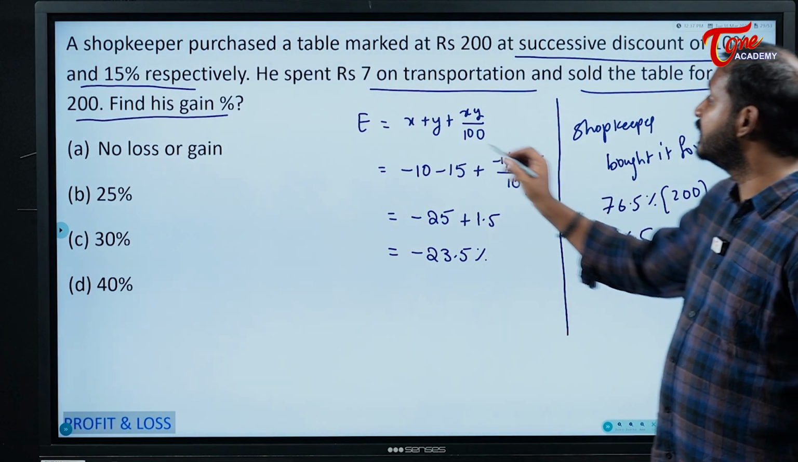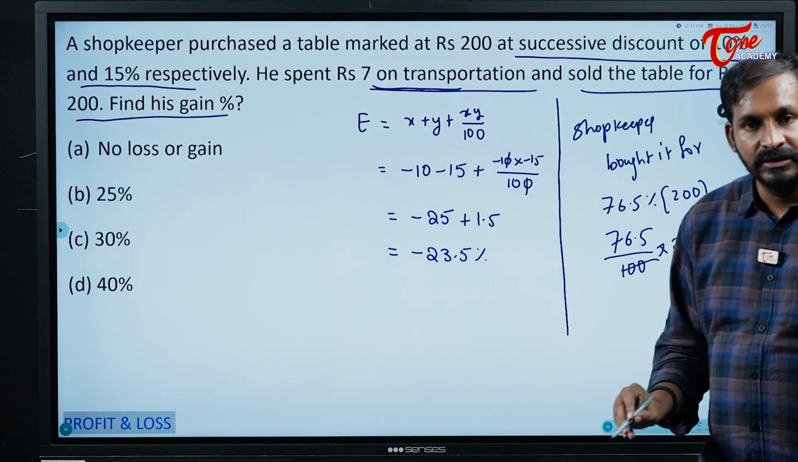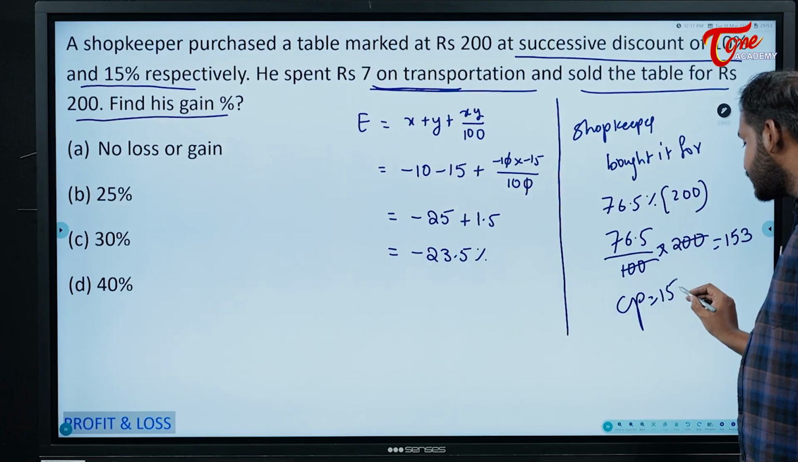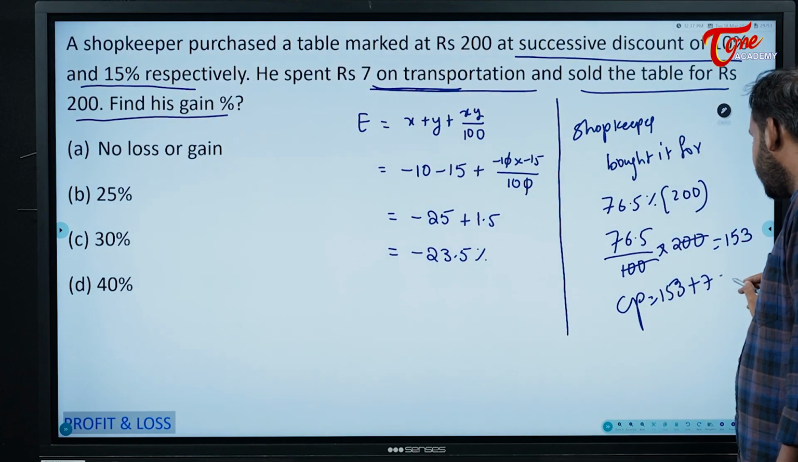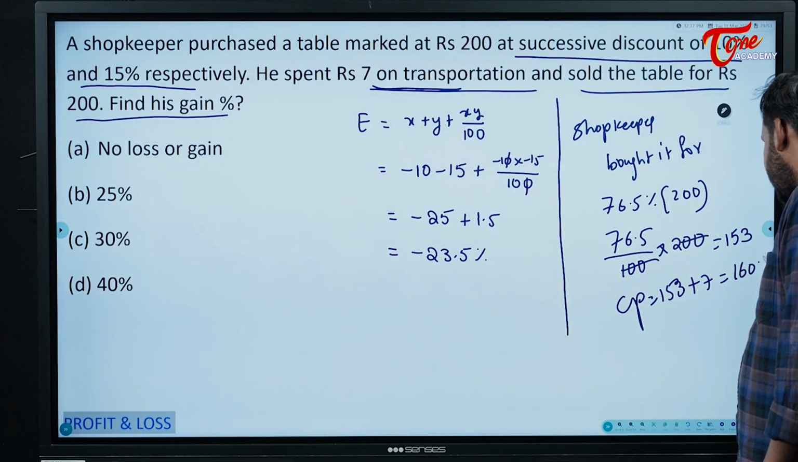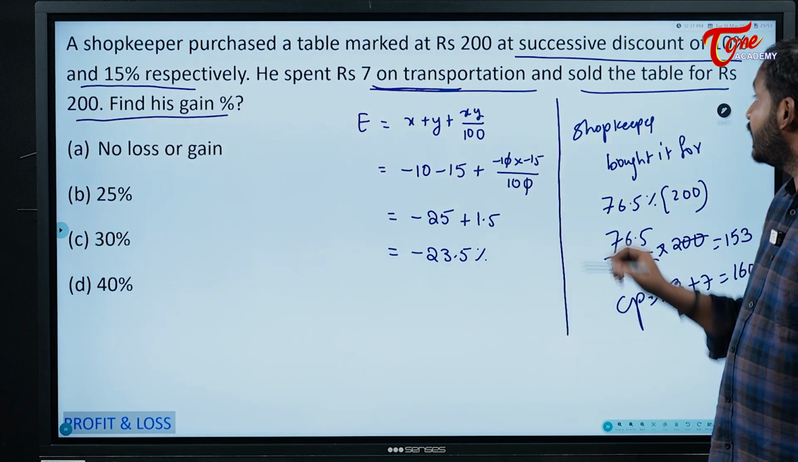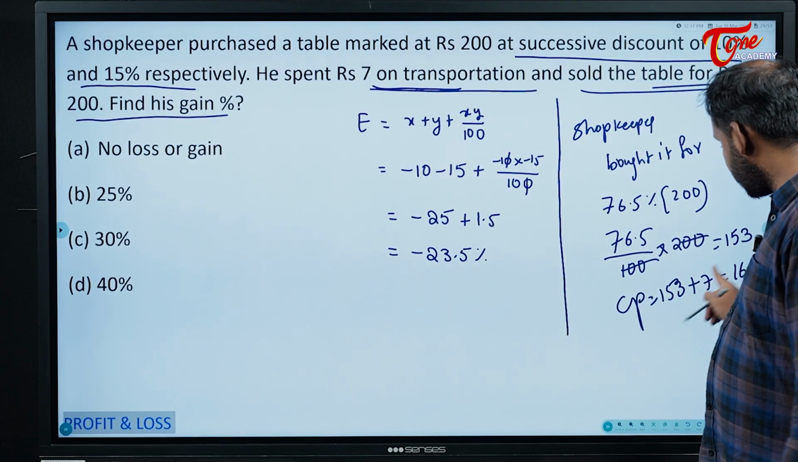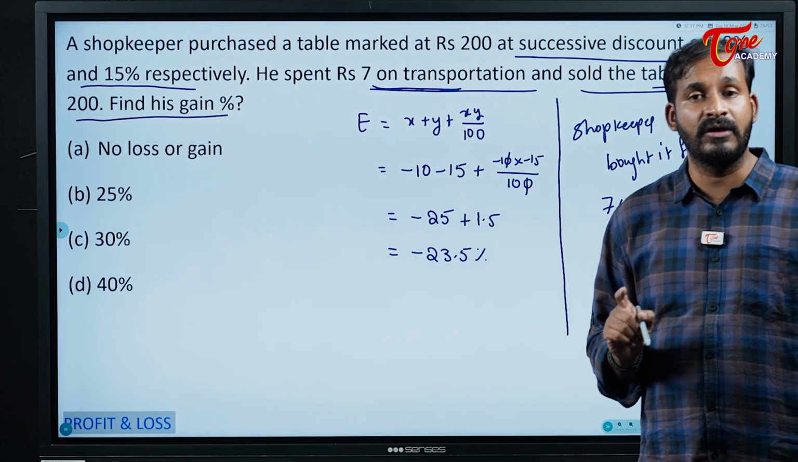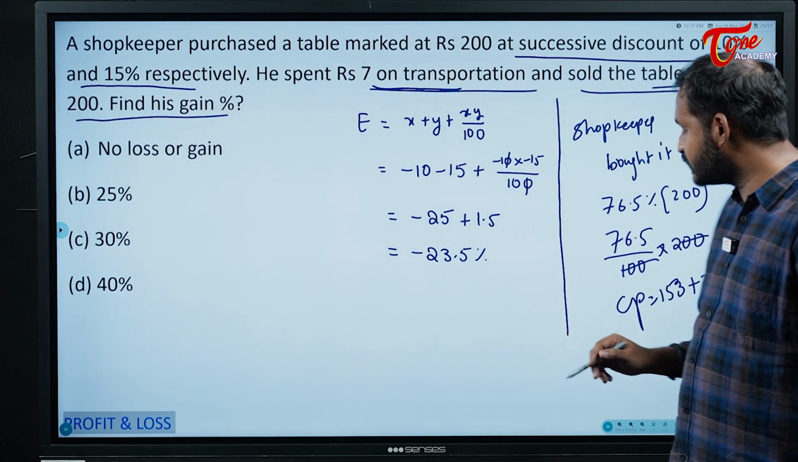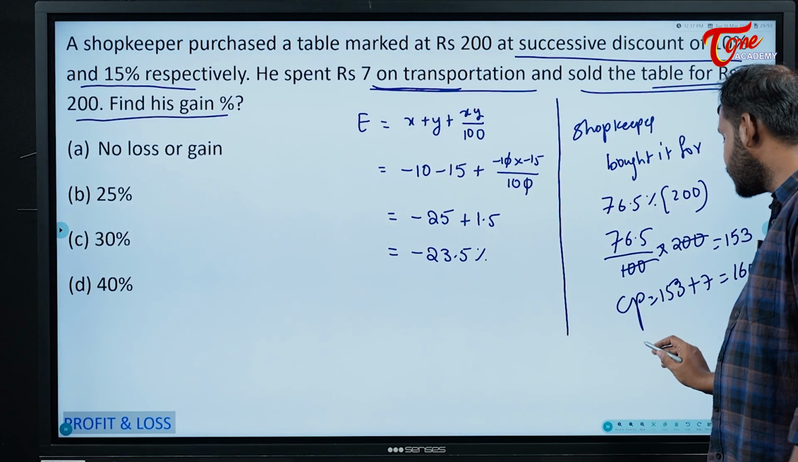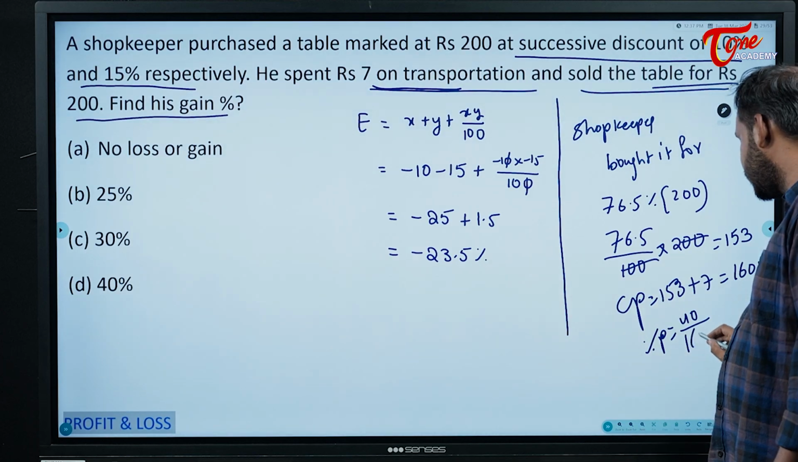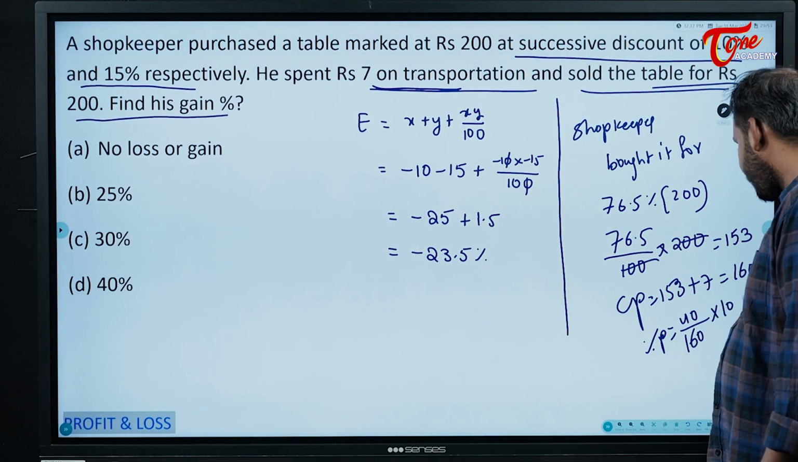And he spent 7 rupees on transport, right? So what does his overall CP become now? 153 plus 7, which is equal to 160 rupees. That means he spent 160 rupees in total, and he sold the table for 200 rupees. Profit or loss? Profit. Profit by how much? 40 rupees. So what does the percentage of profit become for us here? 40 by the cost price, 160, into 100.